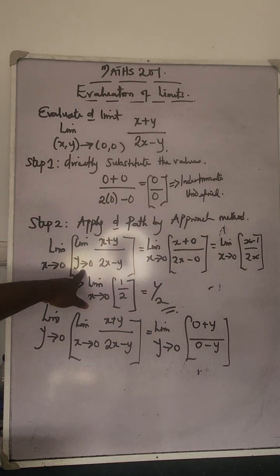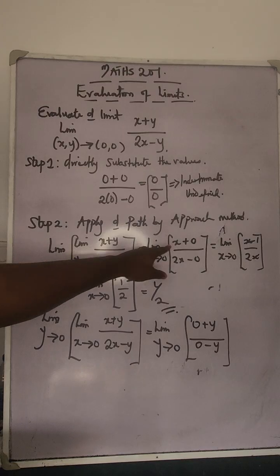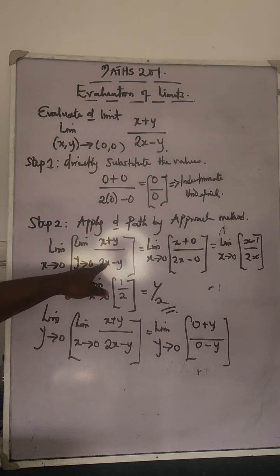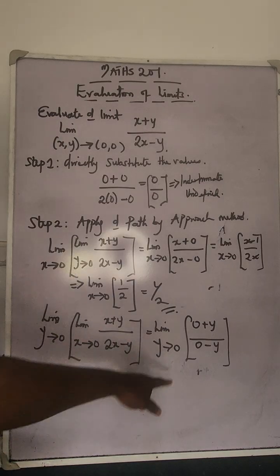Here, it's y, that's the limit of y approaching 0. So whenever I see y, I put it as 0. That is why you're having x plus 0, 2x minus 0. Right? So the same thing goes for this.